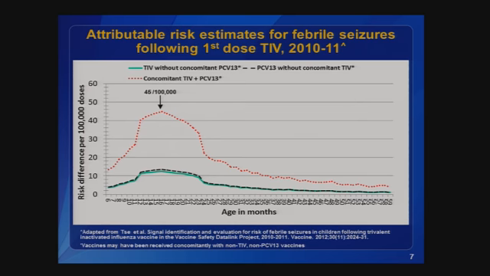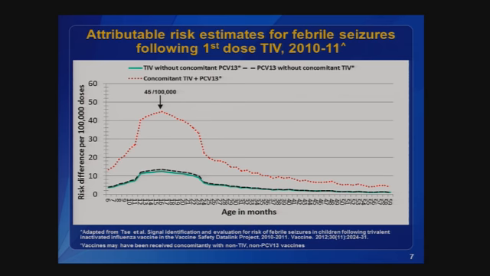So this is a graph which is adapted from the original VSD study using the 2010-2011 data. You can see from here on the bottom, you have in the green TIV without concomitant PCV13, and then the dotted line PCV13 without concomitant TIV. And you can see a small increased risk for febrile seizures peaking around 16 months of age.